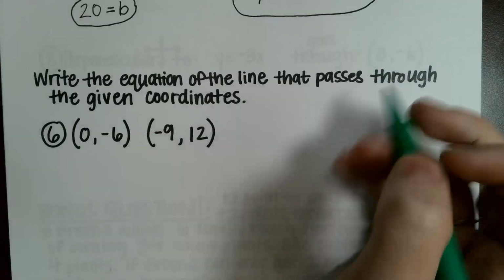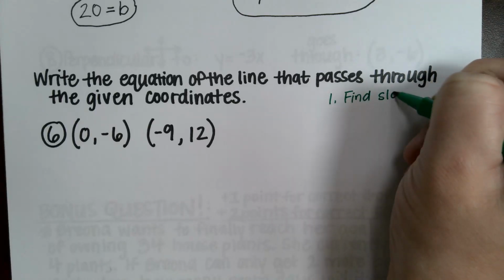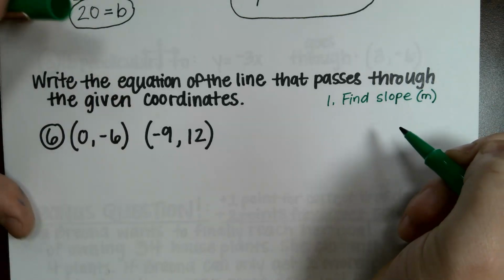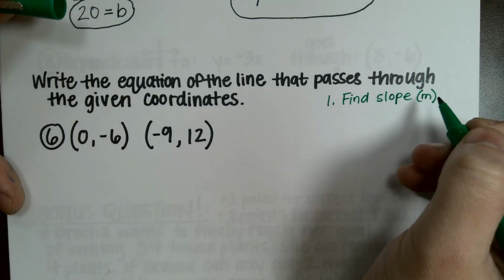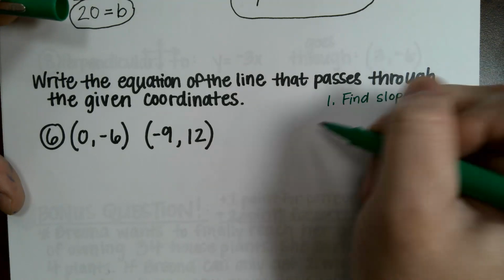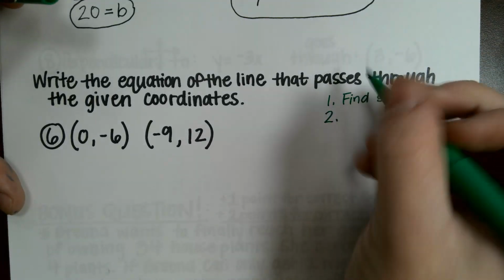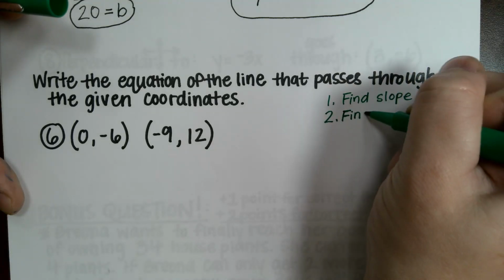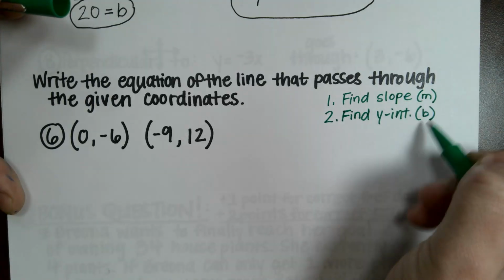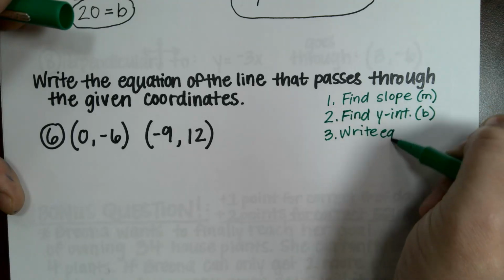Find slope. Yep, so step 1 is find slope, which is your M. What's step 2? It's a little bit of cheating here, but one of the coordinates already gives us a y-intercept. You are correct, it does. You're absolutely right. So I'm going to take that as the answer for number 2 as well. Number 2 is after we find slope, we need to find our y-intercept, or B. And once you have those 2 things, you just write the equation. That's it.